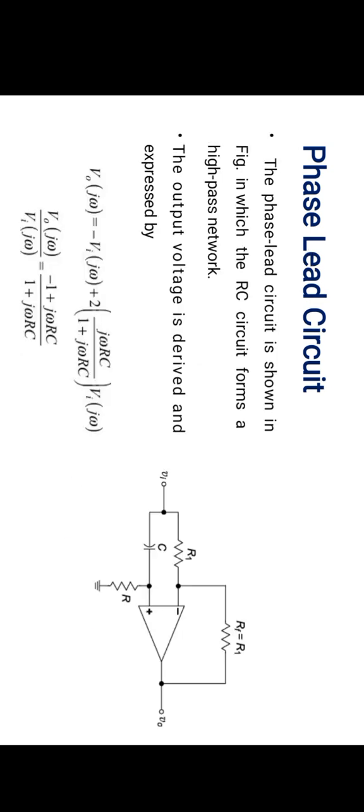Phase lead circuit. The phase lead circuit is shown in figure, in which the RC circuit forms a high pass network. The output voltage is derived and expressed by V0 of j omega equal to minus Vi of j omega plus 2 into j omega RC divided by 1 plus j omega RC Vi of j omega. V0 of j omega by Vi of j omega equal to minus 1 plus j omega RC divided by 1 plus j omega RC.